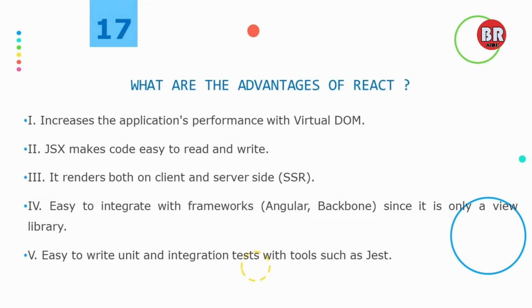What are the advantages of React? Increases the application's performance with virtual DOM. JSX makes code easy to read and write. It renders both on client and server side. Easy to integrate with frameworks such as Angular and Backbone, since it is only a view library. Easy to write unit and integration tests with tools such as Jest.